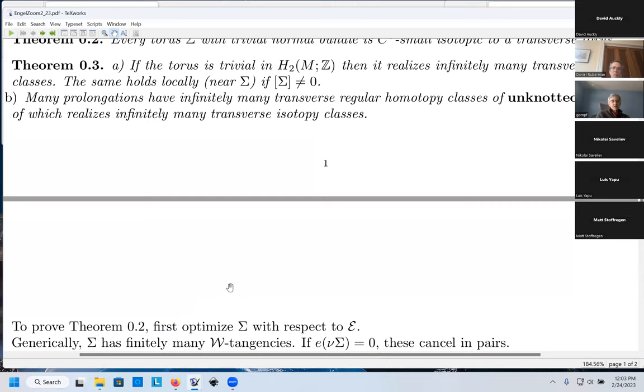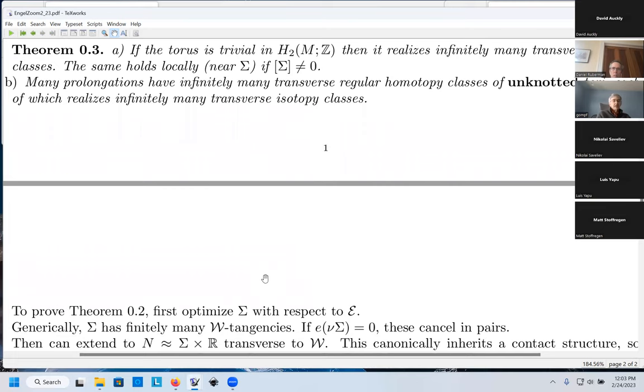So that's a pretty straightforward step. But it's also an important step because once we get rid of all the W tangencies, throughout the rest of the proof, we're going to assume that condition. And once we have no W tangencies, we can thicken our surface in the normal direction. And that will give us a three manifold in there. And the whole three manifold will be transverse to W. And as we've already seen, that three manifold will canonically inherit a contact structure.